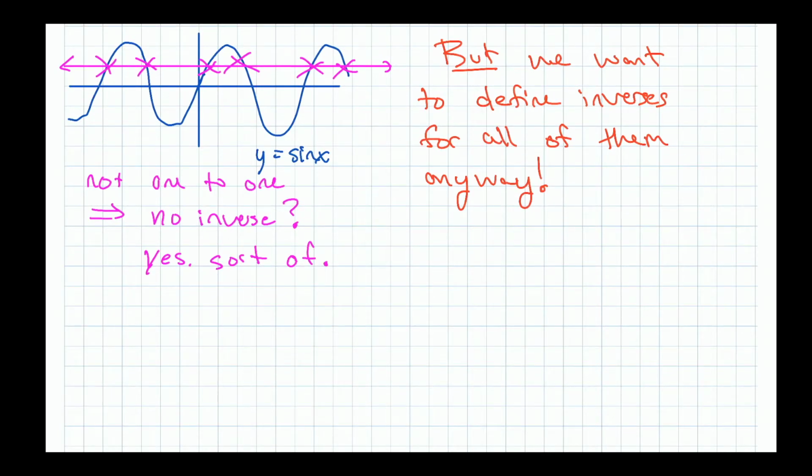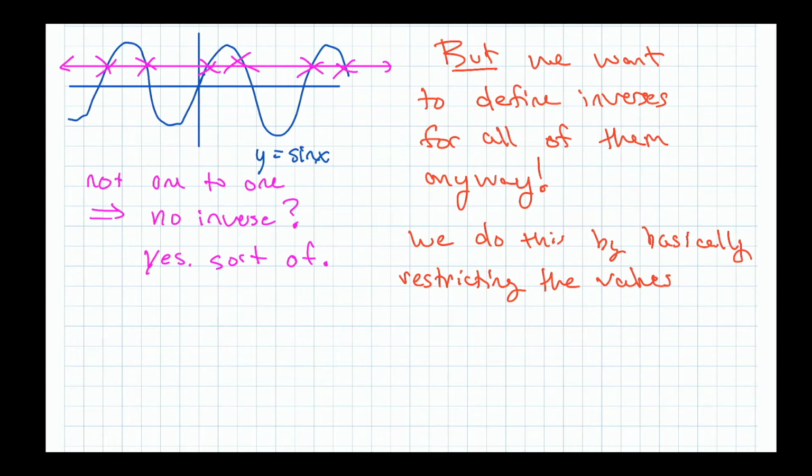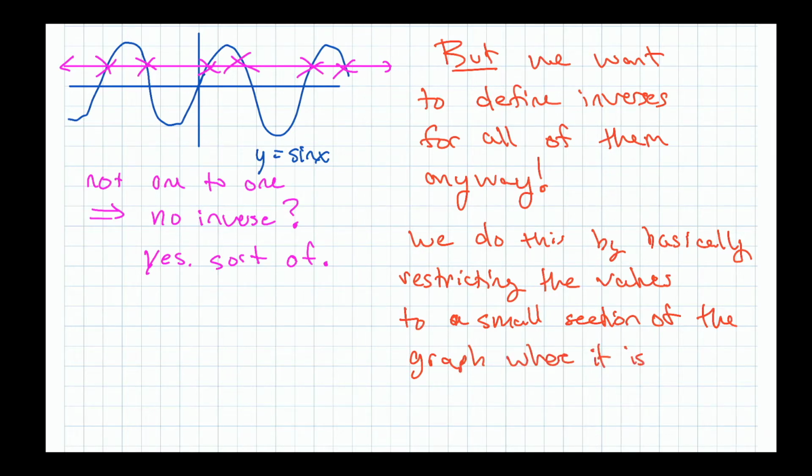So to define inverses for all of them anyway, we do this by basically just restricting the x values, restricting the values just to a small section of the graph where it is one-to-one. So that's how it's done.